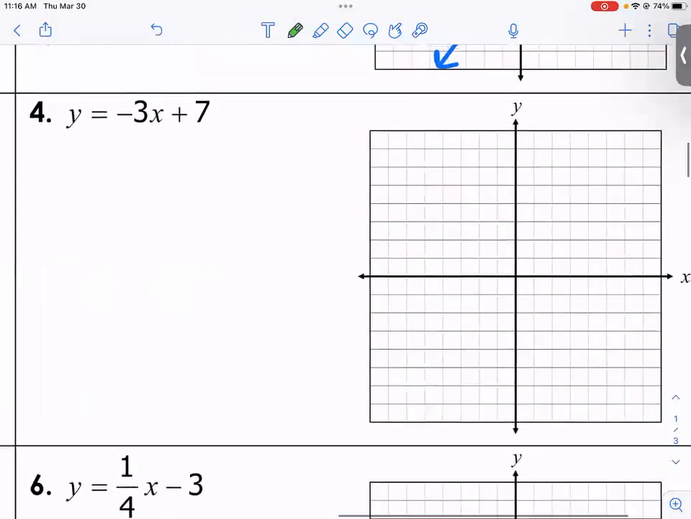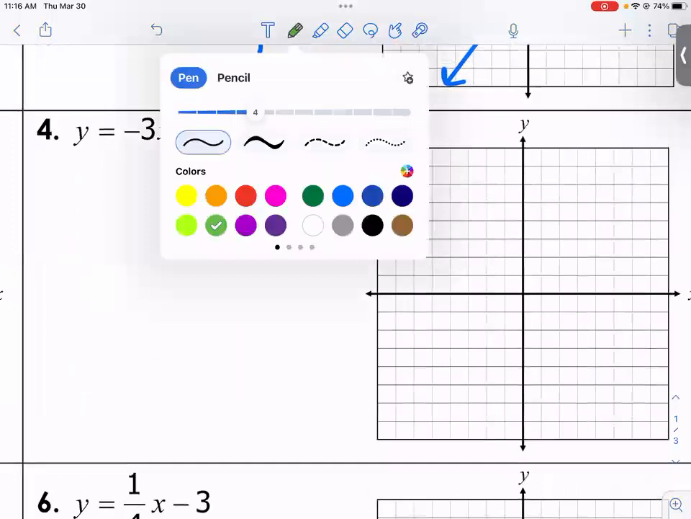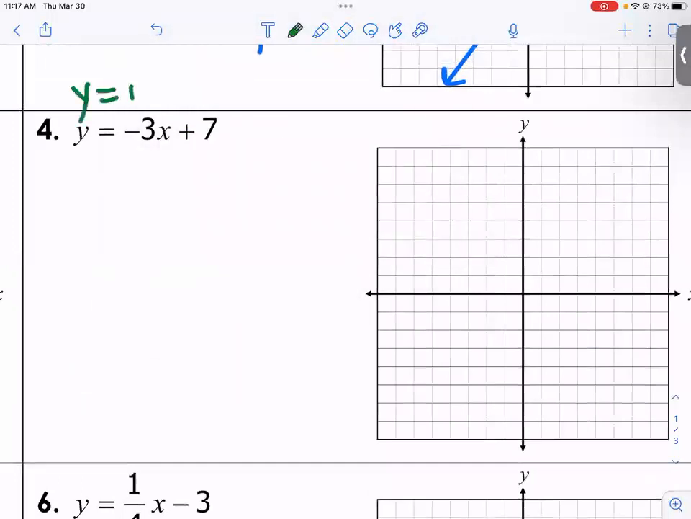All right, let's talk about number 4. And then we're going to go to the next page here soon. Because we have an integer, y equals mx plus b. What is our slope in this one? -3, and our y-intercept is 7.